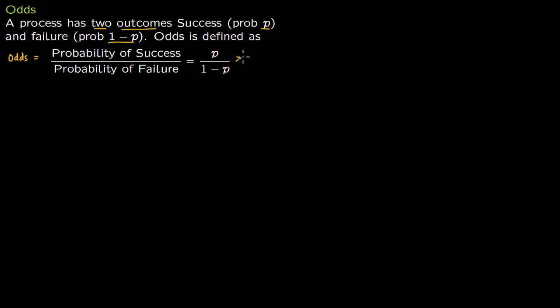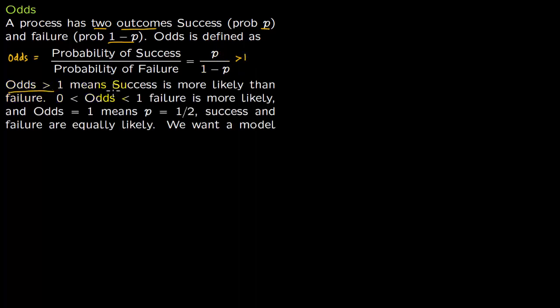Odds greater than 1 means that P is greater than 1 minus P. So odds greater than 1 means that success is more likely than failure, because in that case P is greater than 1 minus P. Now odds between 0 and 1 means failure is more likely. So that is P over 1 minus P.